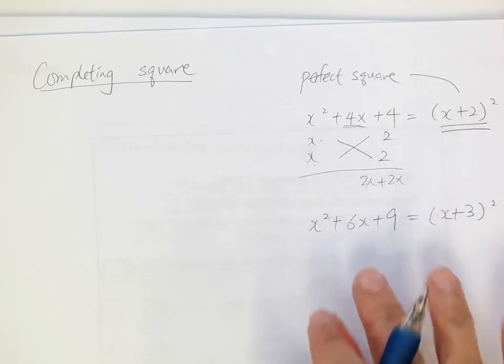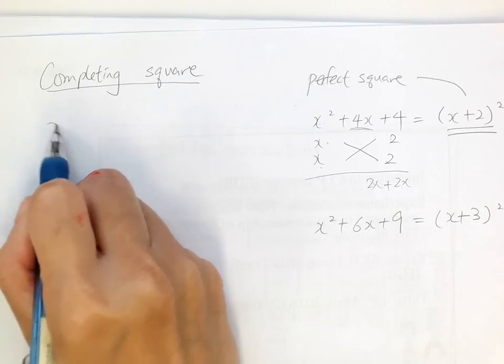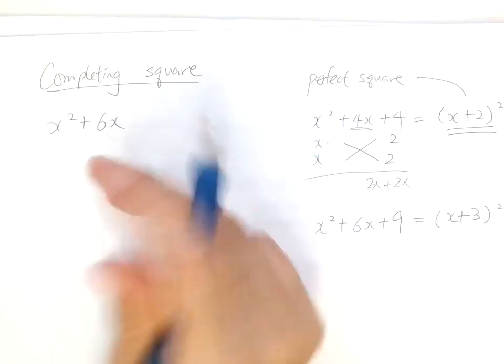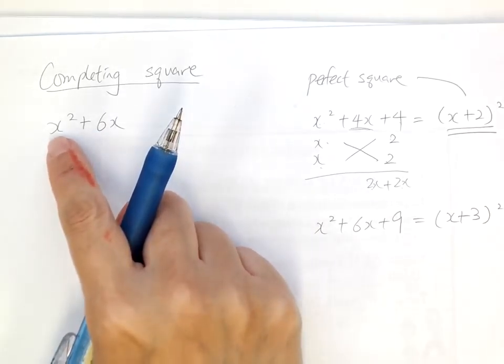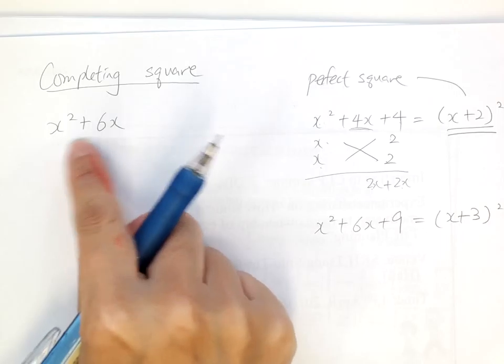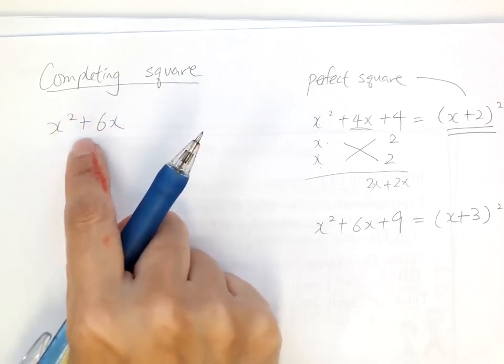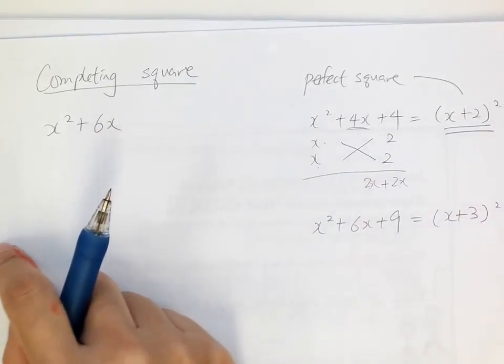squared. So when we have a case, for example, where we only have x squared plus, say, 6x, we don't have the third term, it is missing, but we want to complete the square on these two terms so that I can factorize this polynomial into a perfect square. How would I do that?